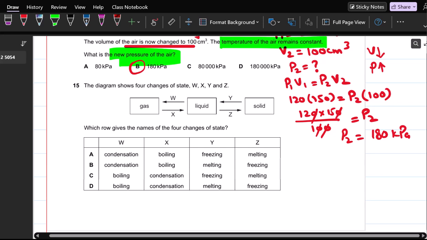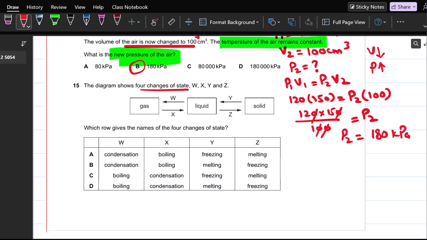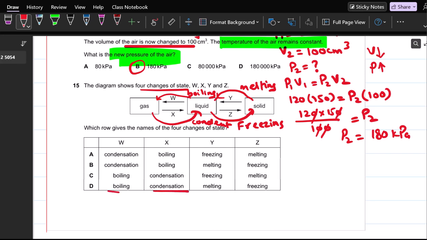Okay, question number 15. The diagram shows 4 changes of state. So states are going to change and W is representing liquid to gas. It means boiling is occurring. When solid to liquid, it means melting is occurring. When liquid to solid, it means freezing. And when gas to liquid, it is condensation. So X is representing condensation, W is representing boiling, Z is representing freezing, and solid to liquid is melting. So D is the correct option.